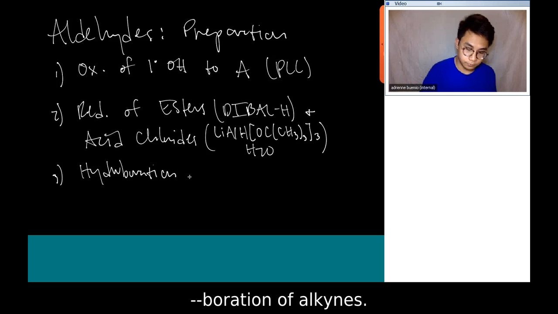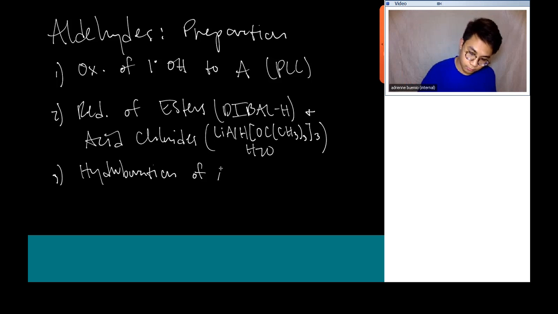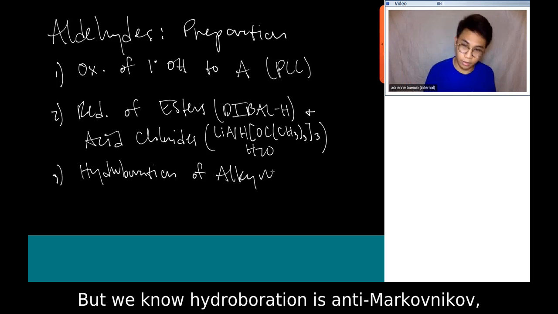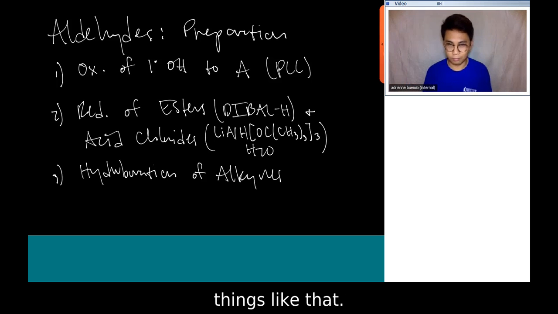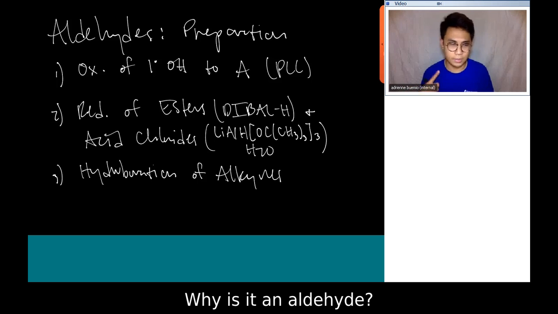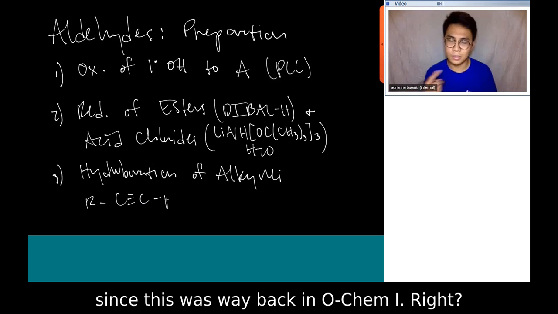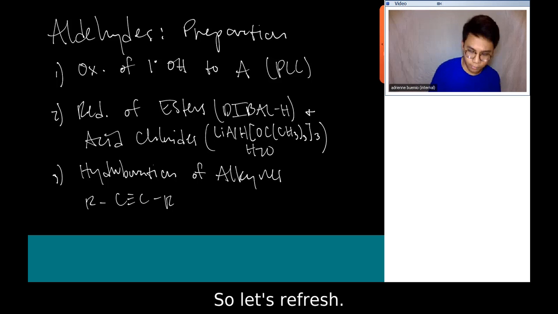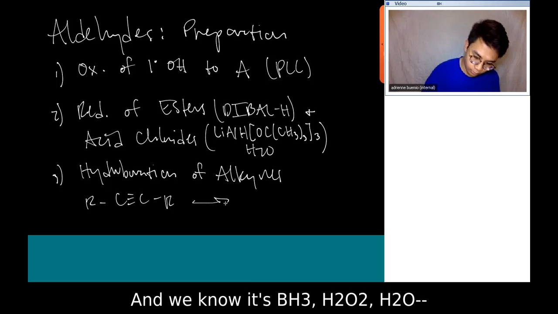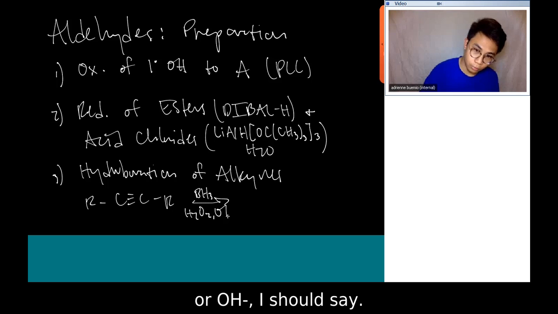Hydroboration of alkynes. But we know hydroboration is anti-Markovnikov, things like that. But why is this here? Why is it an aldehyde? Well, let me draw it to refresh, since this is way back in OCHEM 1, right? So let's refresh. And we know it's BH3, then H2O2, H2O, or OH minus, I should say.